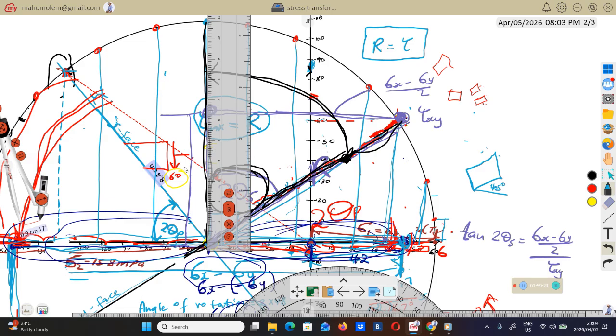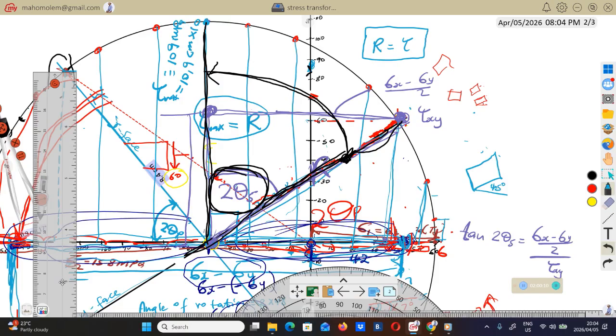So the maximum shear stress, multiplied by 10, then you will get 109 MPa. That will be the maximum shear stress.